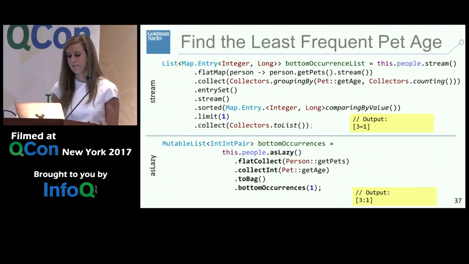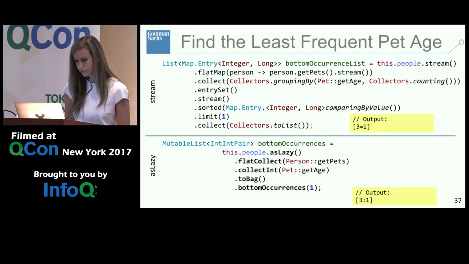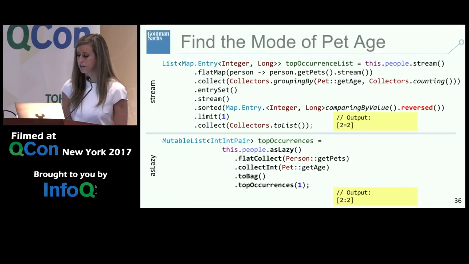So this example is very similar. Find least frequent pet age. You'll see the only difference here between the last example and this one is we don't have to call reverse here because now we want the bottom occurrences.